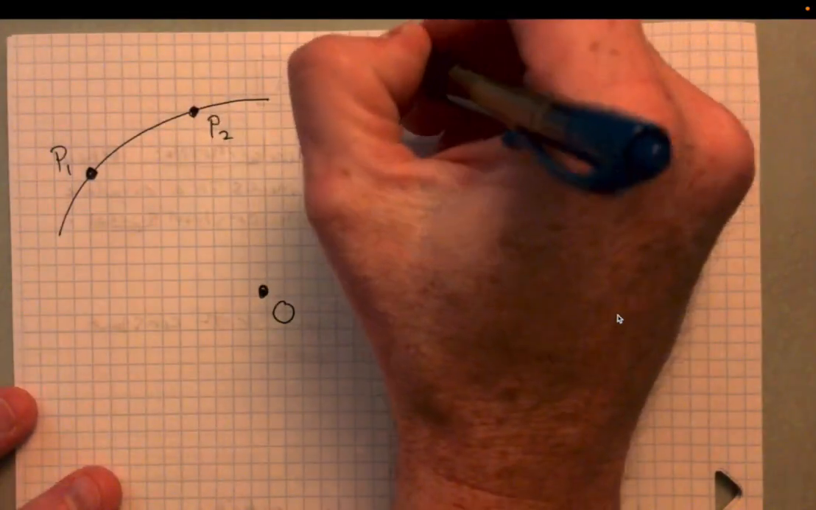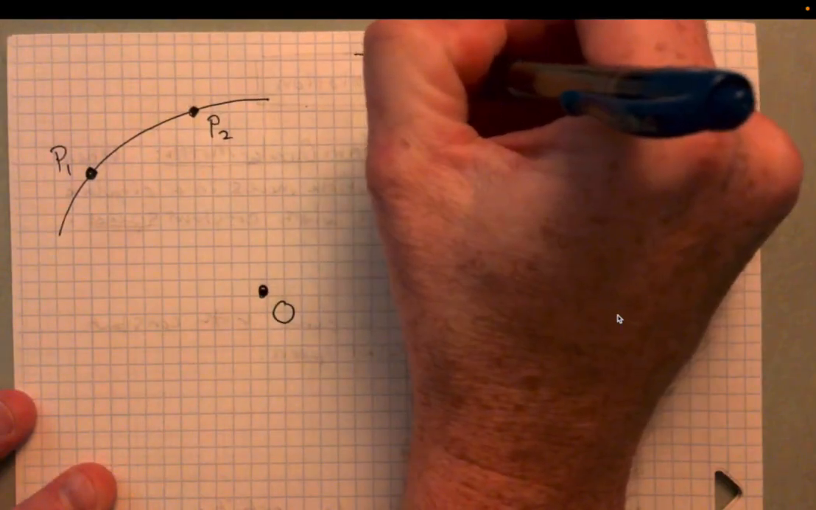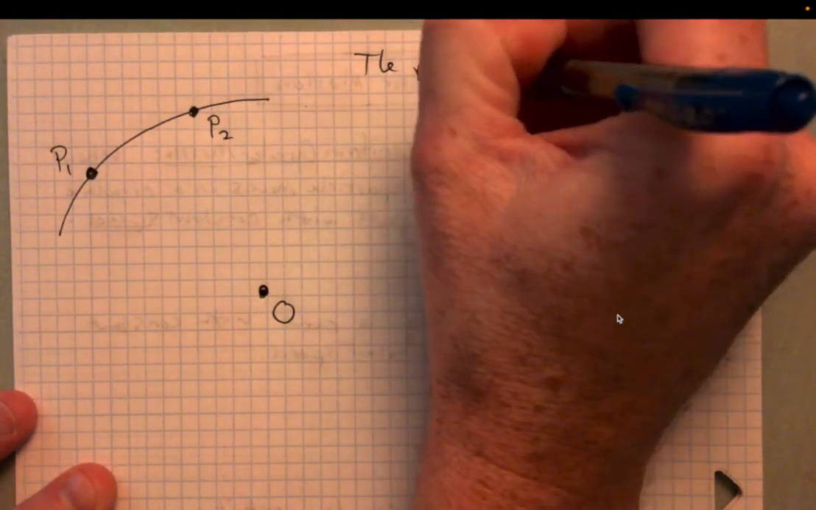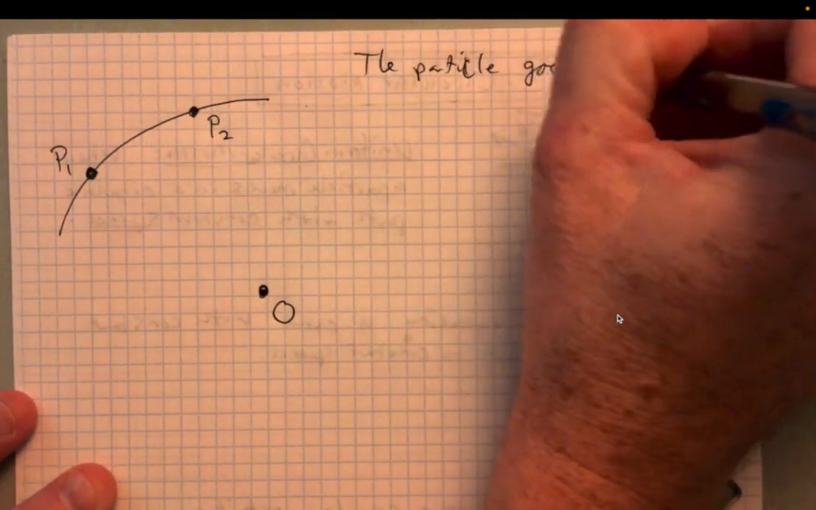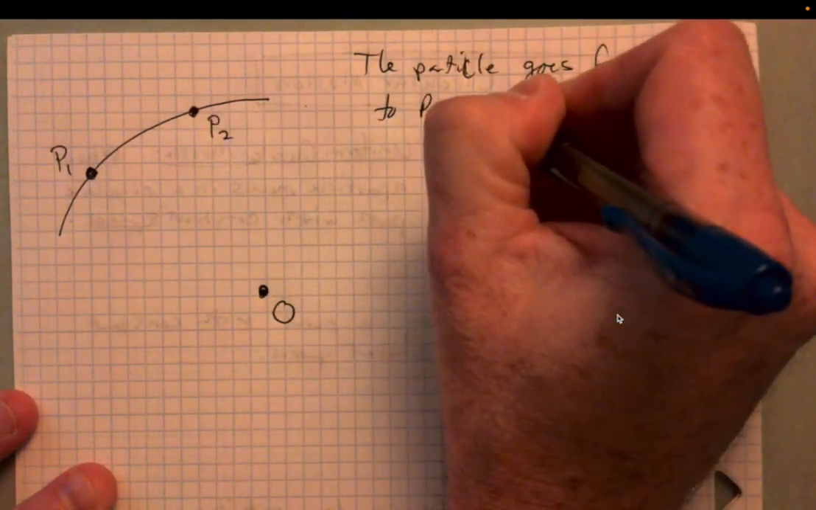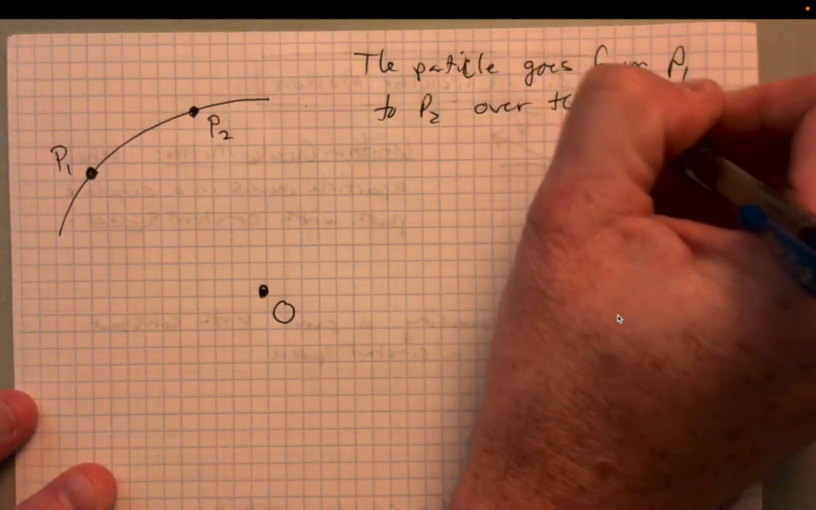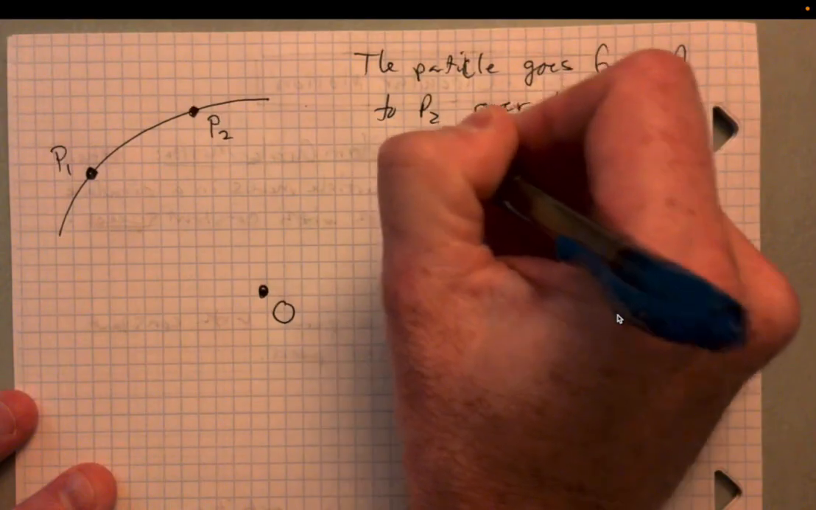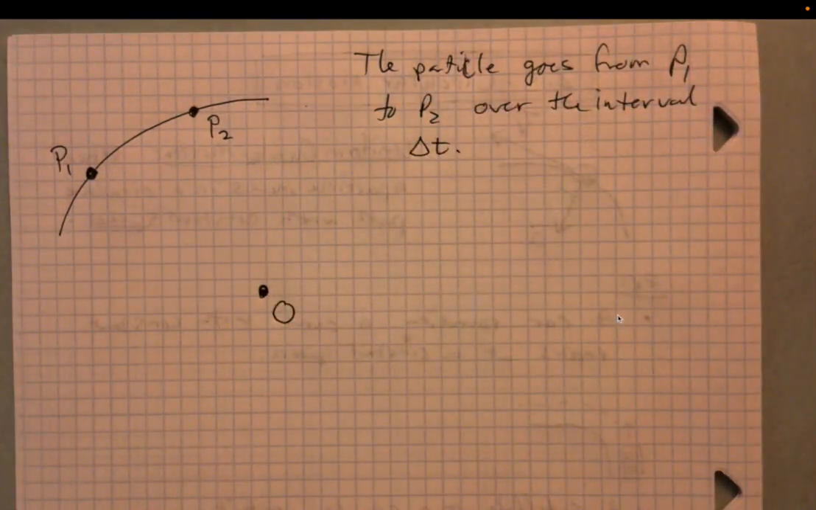Okay, this may not be a perfect drawing, but you can imagine. So the particle will move from P1 to P2 over the time interval delta t. So the particle goes from P1 to P2 over the interval delta t.